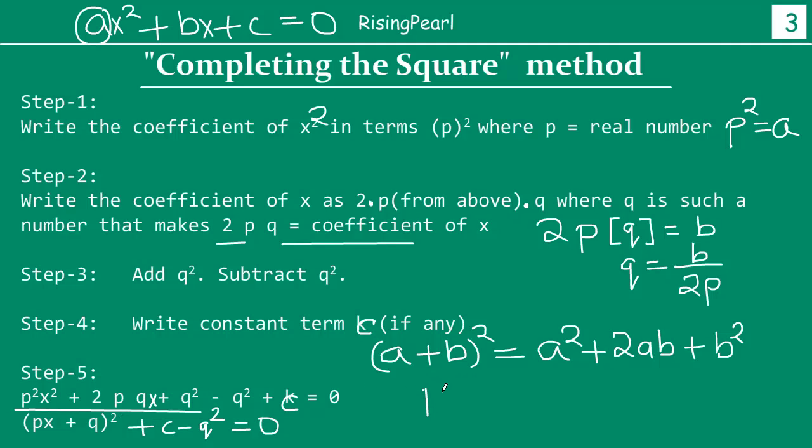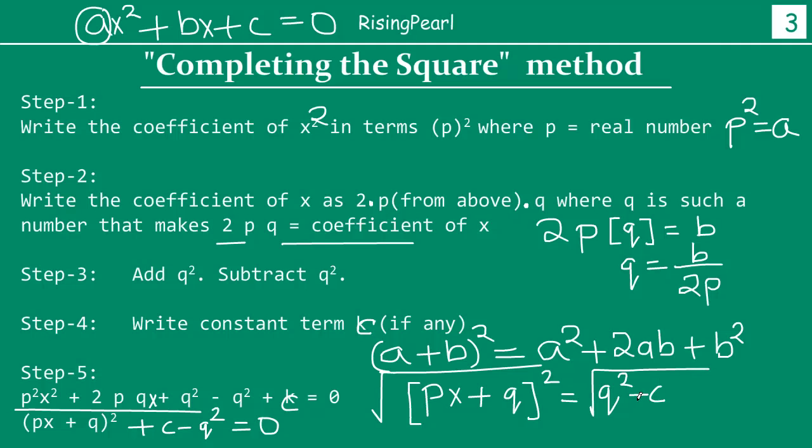And once we have this, it is much easier for us to solve it, because then we will have (px + q) whole square equal to, so this will go on the other side, q square minus c. Then we take the square root on both sides, and we get a plus minus value. The square and the square root will cancel, so we end up getting px + q equal to plus minus square root of this value.